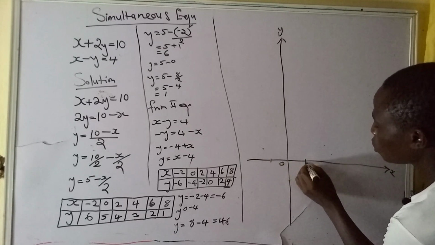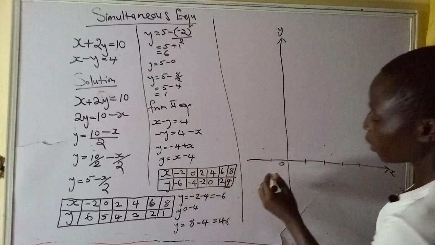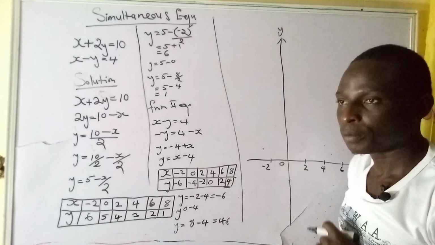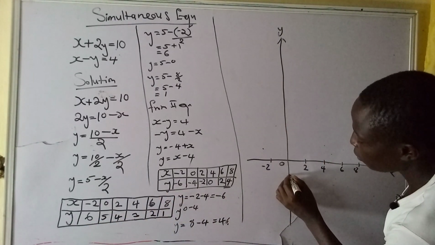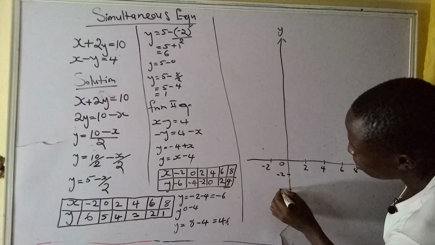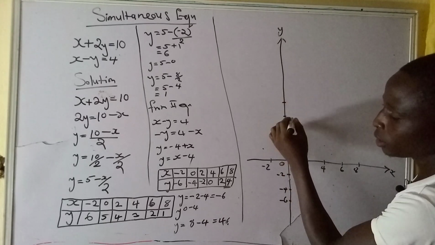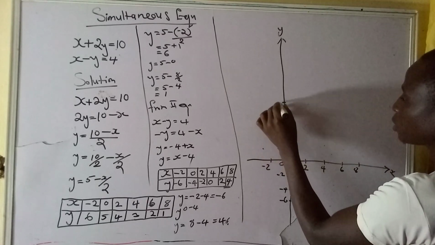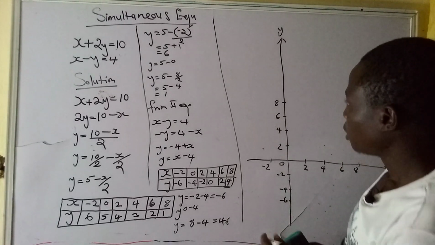Then I have 2, 4, 6, and 8. The highest number is 8. The lowest is minus 2. I have minus 2, I have 2, 4, 6, 8. Am I communicating? Thank you. Then in the y-axis, I have minus 6 as the lowest number. So I have minus 2, minus 4, minus 6. Then I have 2, 4, 6, 8. Do I have something more than 8? No, this is 2, 4, 6, 8. Yes. Then I need to start tracing since I've already scaled my graph.